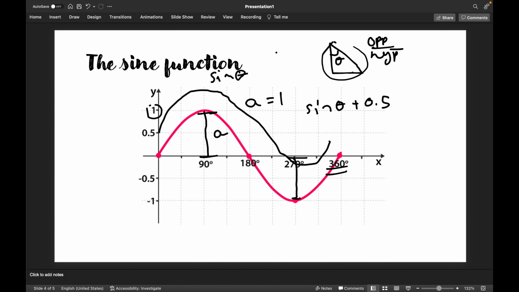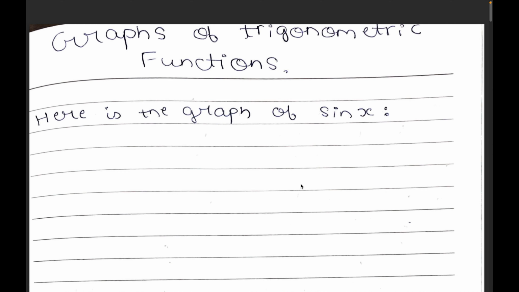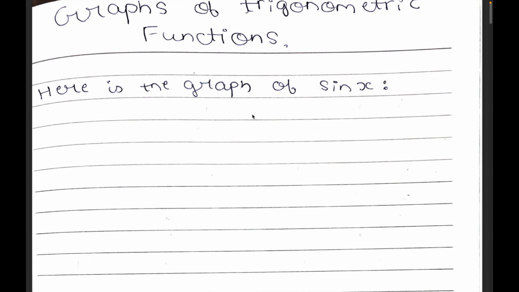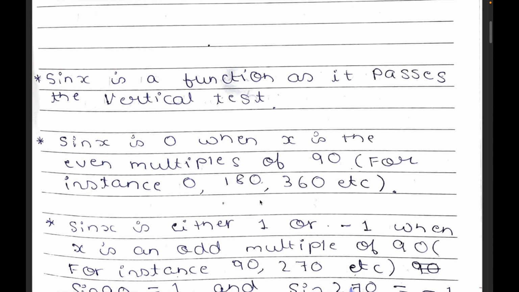This is the graph of sine theta plus 0.5. I will show you some of my notes that I've taken down when I wrote my IGCSE exams. I haven't drawn the graph of sine x, which was my mistake, but you can see this. This is what a sine graph looks like. So let's look at the points. So sin x is a function as it passes the vertical test. In functions, we've learned about the vertical test and what a function is. So I'm not going to go over that again. If you want, you can go to my channel and check out the video.